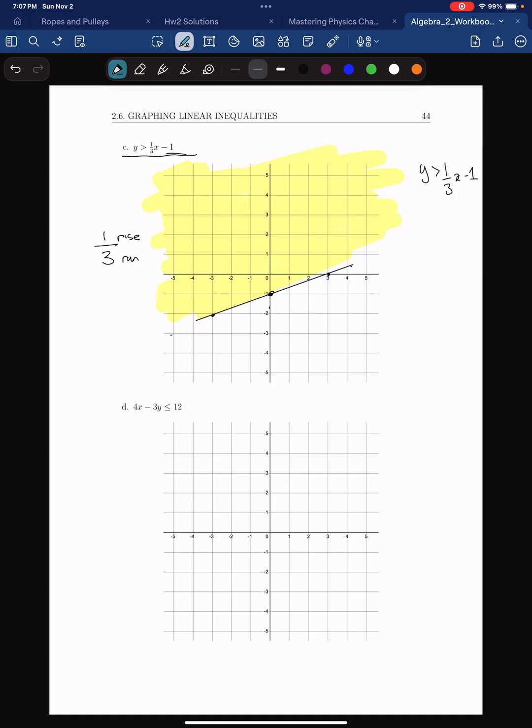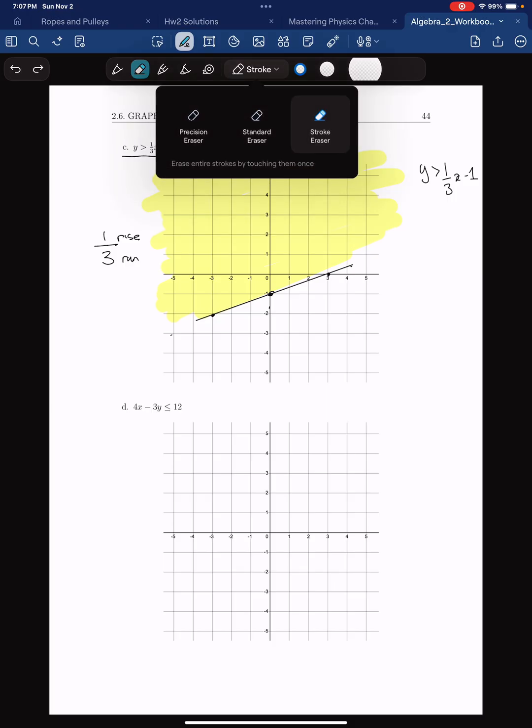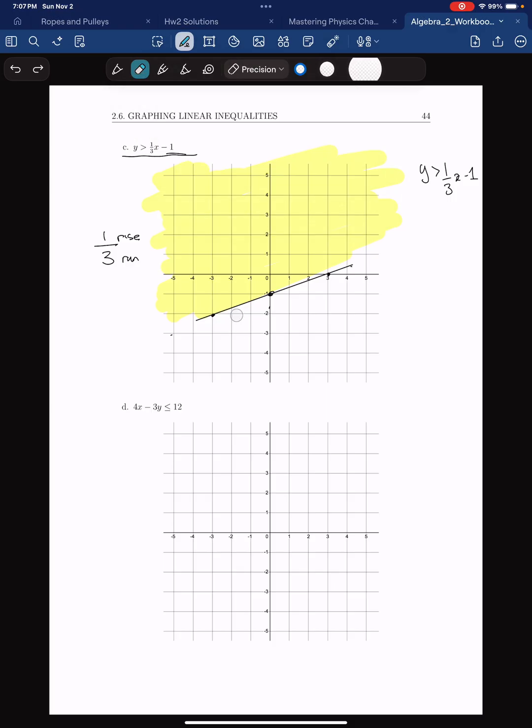And by the way, we're excluding, so I hope some of you caught that. Oh, we're excluding. So what we need is a dashed line. We need a dashed line, because it says we are greater than, so we need a dashed line.